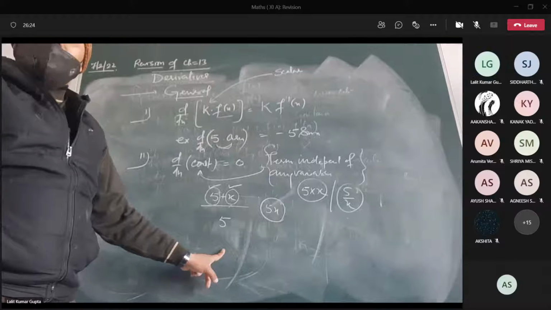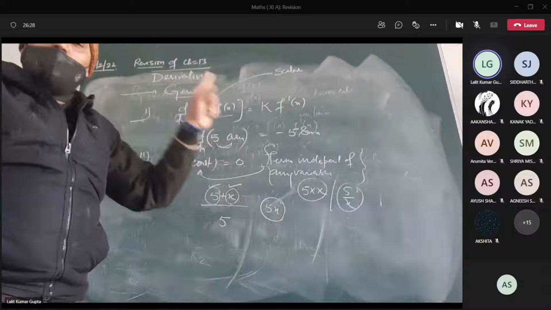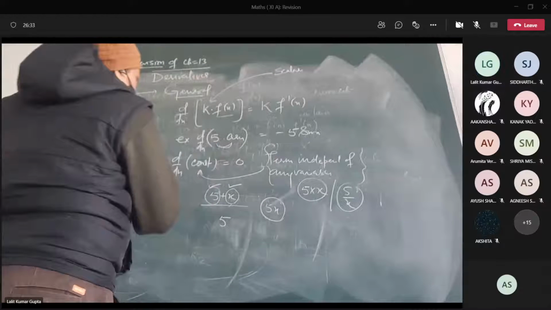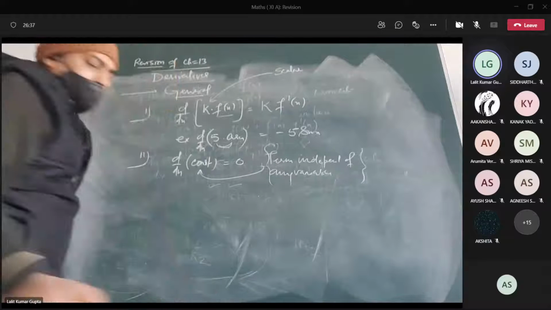So the derivative of a constant is 0. Constant means a term independent of any variable. This you have to remember. And one more, this you use directly, beta, always.